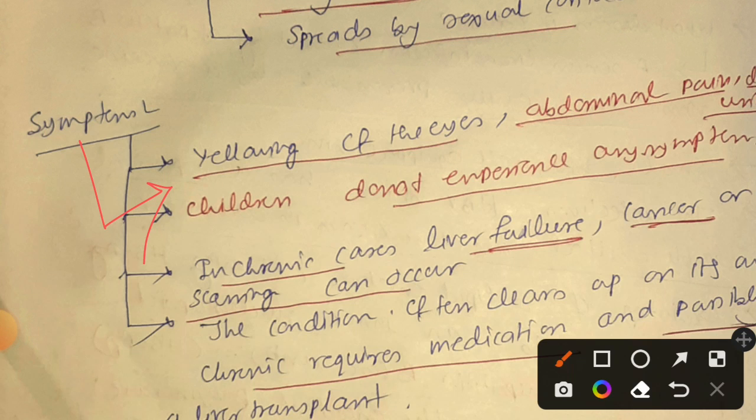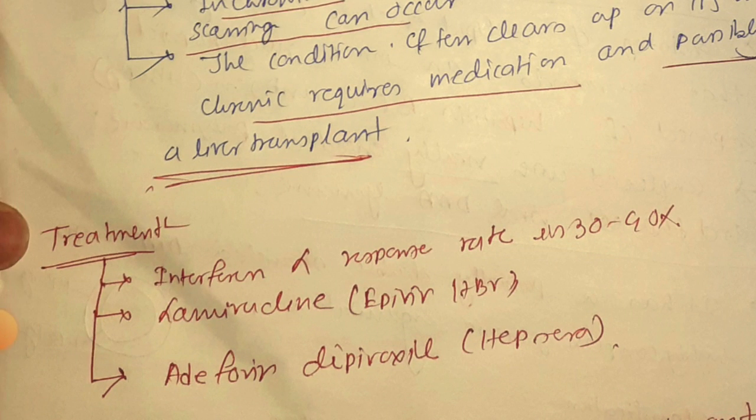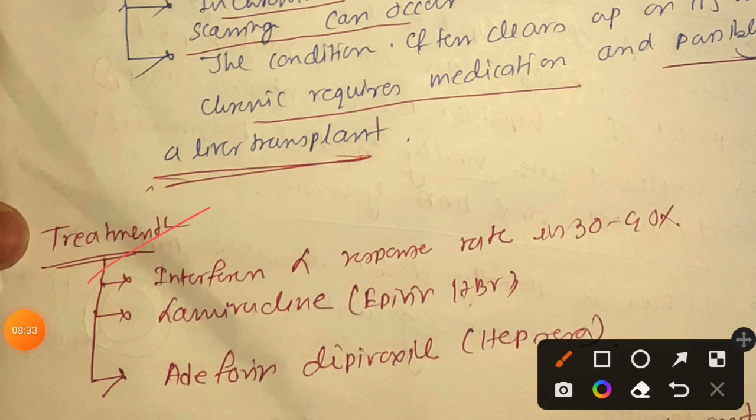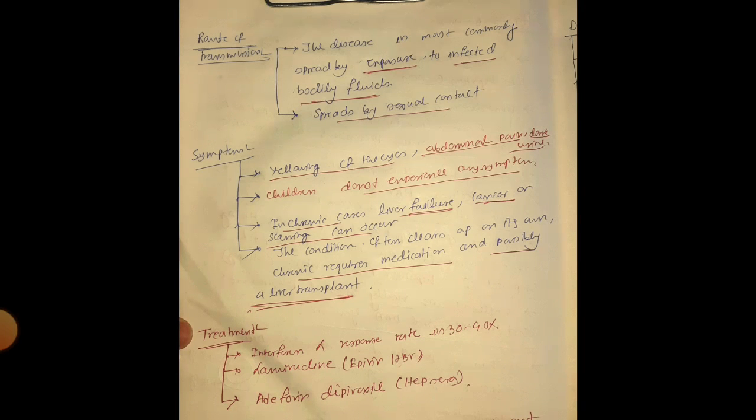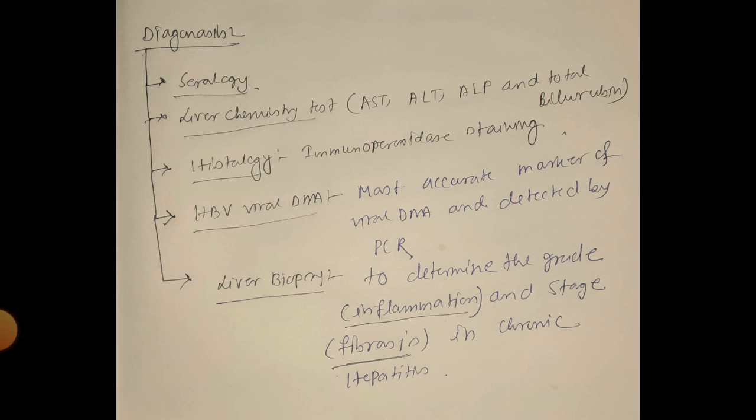Okay, the condition often clears up on its own, but if the condition is at the level of chronic infection, then it requires medication and often a liver transplant. So what are the treatments? Treatment is interferon alpha, where the response rate is about 30 to 40%, as you can see, lamivudine, entecavir, HBV, and another one is adefovir dipivoxil. Okay, so let's move to the next slide, that is the last one.